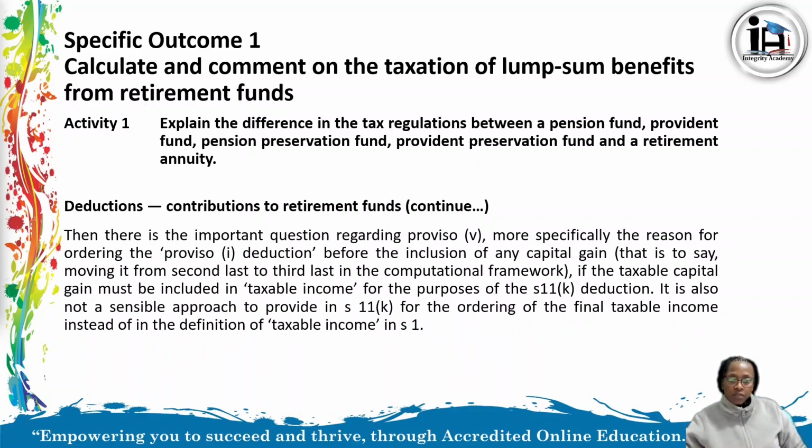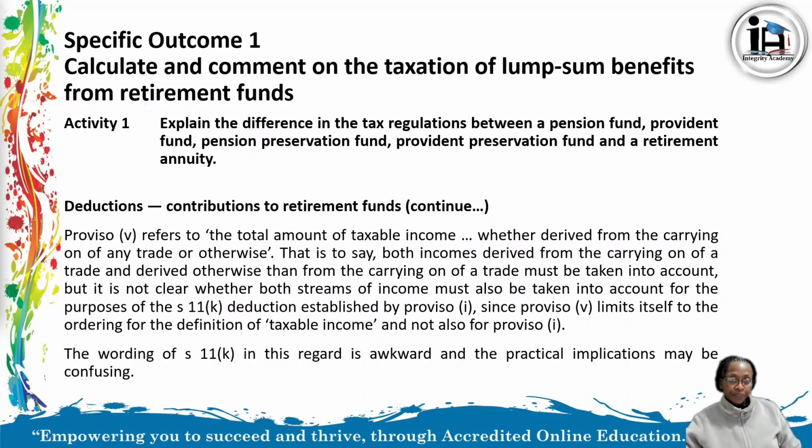Then there is the important question regarding Proviso 5, more specifically, the reason for ordering the Proviso 1 deduction before the inclusion of any capital gain. That is to say, moving it from second last to third last in the computational framework. If the taxable capital gain must be included in taxable income for the purposes of Section 11K deduction, it is also not a sensible approach to provide in Section 11K for the ordering of the final taxable income instead of in the definition of taxable income in Section 1.